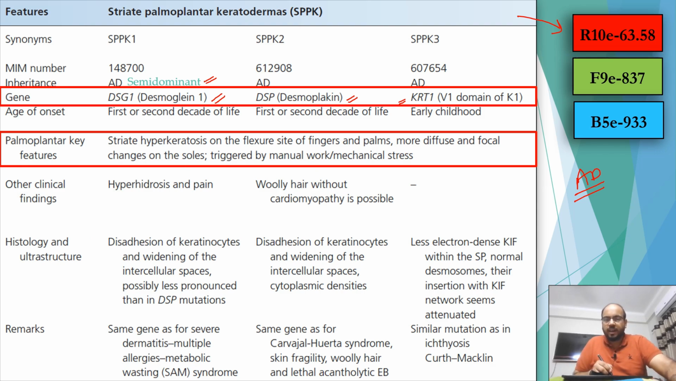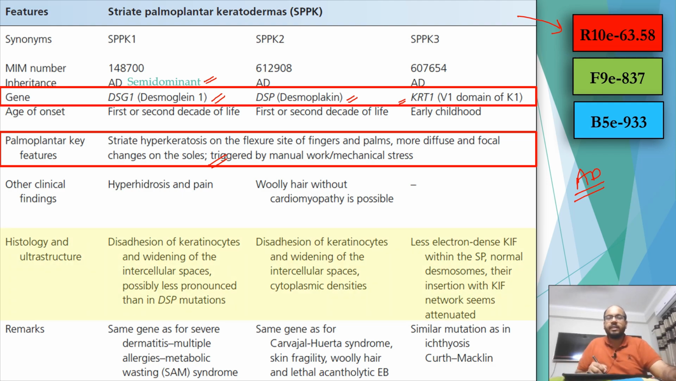The key features: remember, in the initial part of the video, I told you that striate is a layer-like formation, a single linear-like thickening over the fingers, and that is what is striate PPK. It's on the fingers and palms. It is triggered by manual work and mechanical stress. That means more trauma leads to more thickening.